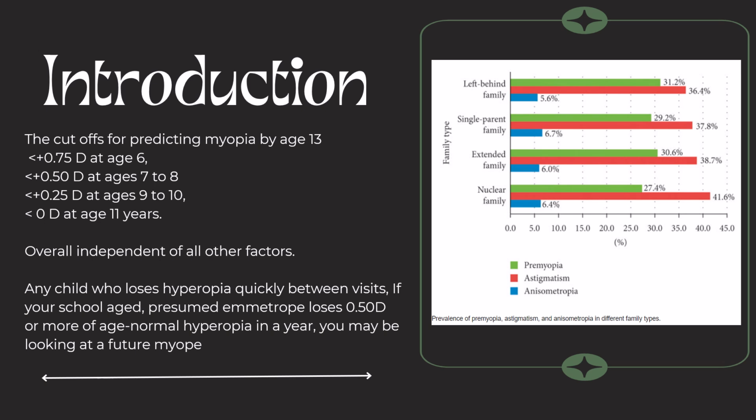Another important point is that any child who is losing hyperopia quickly between visits, if a presumed emmetrope loses 0.5 or more of the age-normal hyperopia in a year, it is very likely that this patient would go on to become a future myope. So if a 6-year-old patient presents to you with plus 0.75 and comes back after 6 or 8 months and is emmetropic or only 0.25, and again comes back in 6 months with minus 0.25, this patient definitely has myopia.